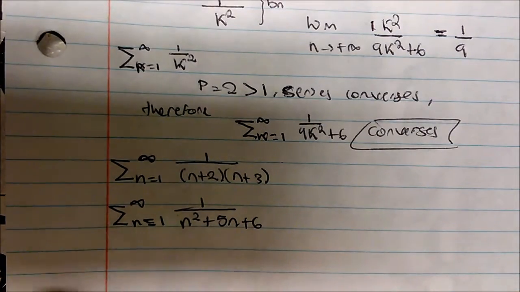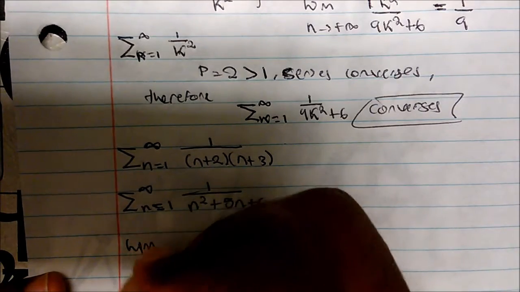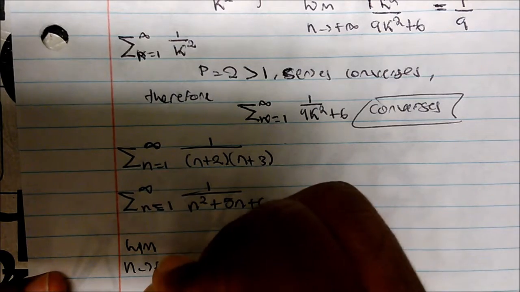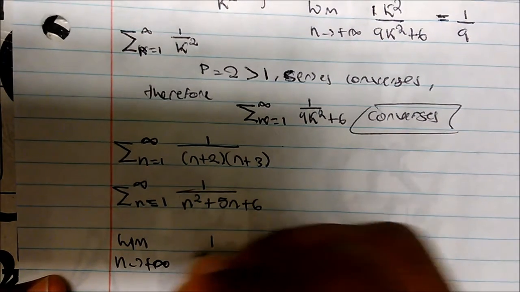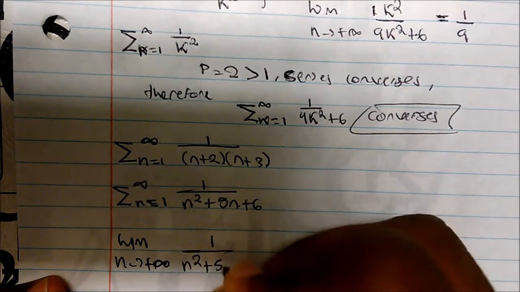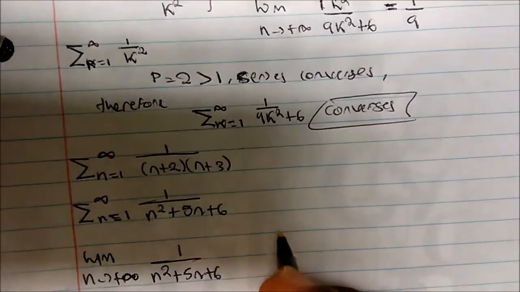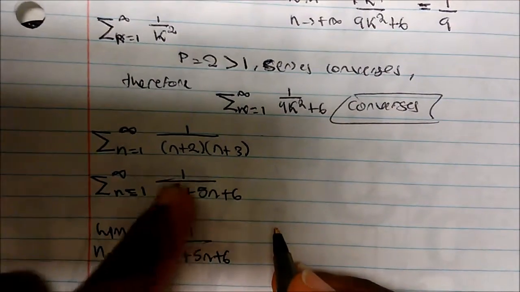And the idea is that now I could take a limit as n approaches positive infinity of 1 over n squared plus 5n plus 6. And so this is my an. Well, what is my bn?